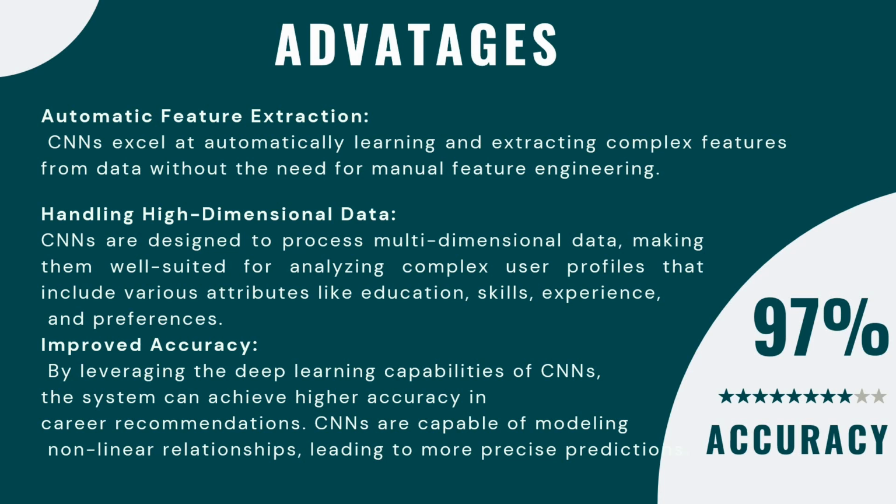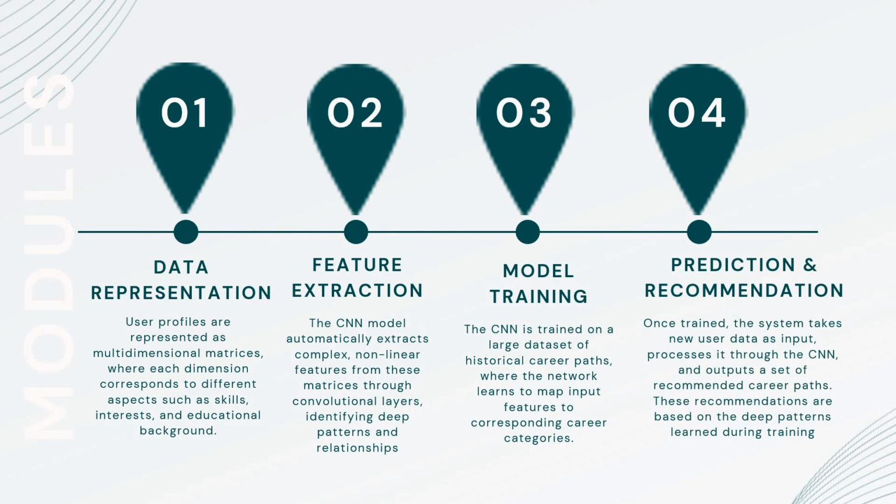Why I am mentioning this is that in our project we have used a 50,000 plus data set. That is a major concern here. We have created a 50,000 plus employees database. It will handle all the data efficiently. That is the major advantage of combining CNN with RNN. These are the models of the project. First step is data representation, then feature extraction, model training, then recommendation. These are the steps involved in our project.